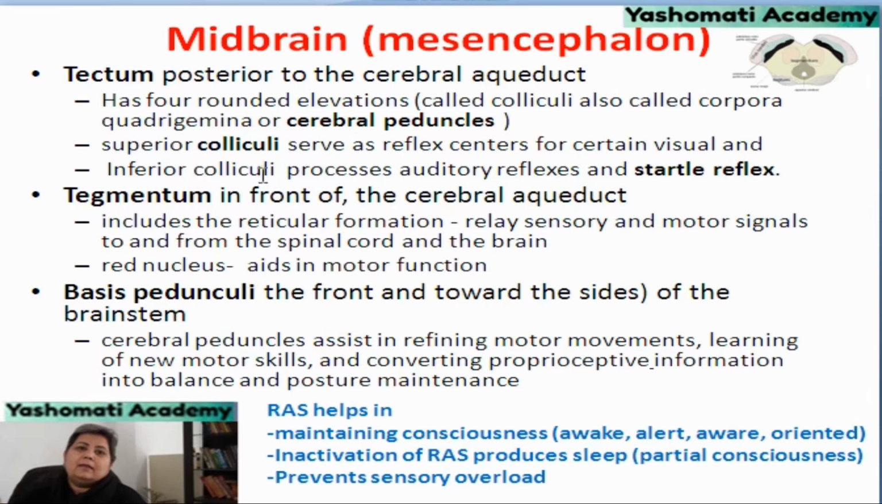Their functions are different. Superior colliculi serve as a reflex center for certain visual stimuli. This is the part which processes visual signals and relays them to the occipital lobes. We know occipital lobes are present in the cerebrum, which is a lobe of the cerebral hemispheres. So what is the function of this part? It takes the visual signal and relays it to the occipital lobes.